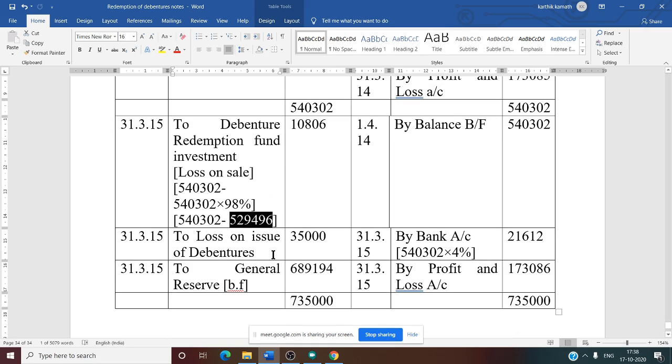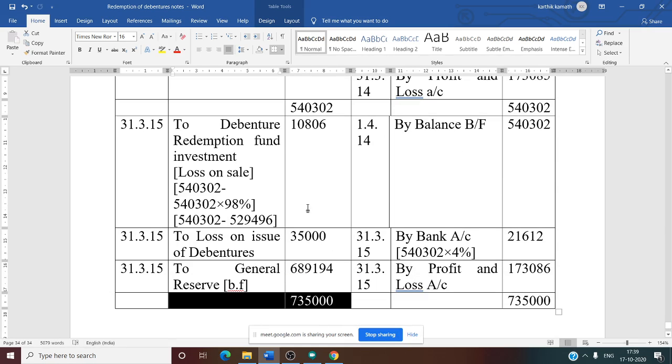Next we need to write a loss. Loss on issue of debenture, that you know company pays premium. That is a loss to the company. 7 lakh into 5%, that is 35,000. Yes. Next remaining amount we need to transfer to general reserve. How to transfer it to general reserve? Debit credit side total is 7 lakh 35. So credit side is more than the debit side. Both the side total is 7 lakh 35.